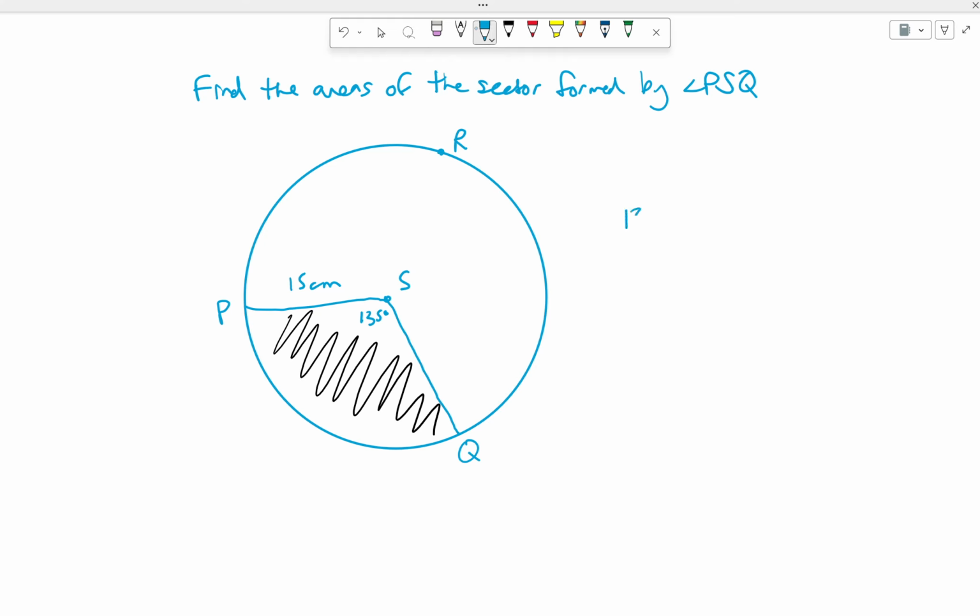So this will be 135 degrees of the entire 360. So this is the proportion that represents this piece. But when we want the area of it, we need to multiply by the area of the entire circle, which is pi times the radius squared, which is going to be 15 squared. And so then we've got to reduce this guy, 135 over 360.